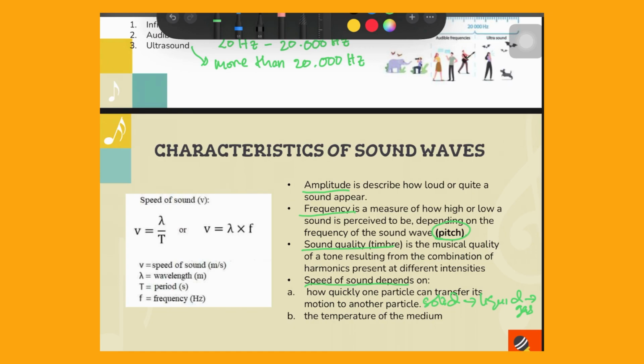And then the temperature of the medium. If the temperature increases, the particles will vibrate faster, right? The particles will move quickly, so the sound will transfer quickly too. Increase the temperature, the vibration will move faster, so the speed of sound will be faster. The speed of sound, same as the wave, is v equals wavelength over period, or speed of sound equals wavelength times frequency.